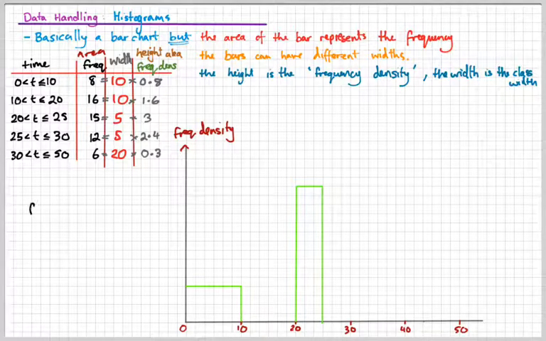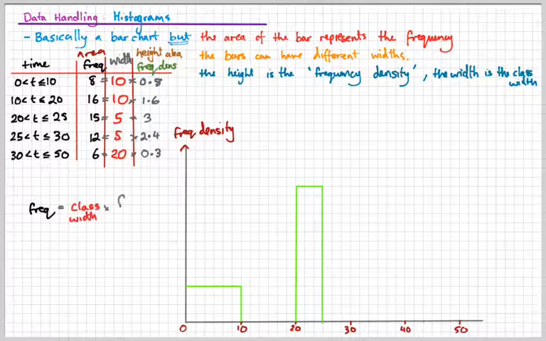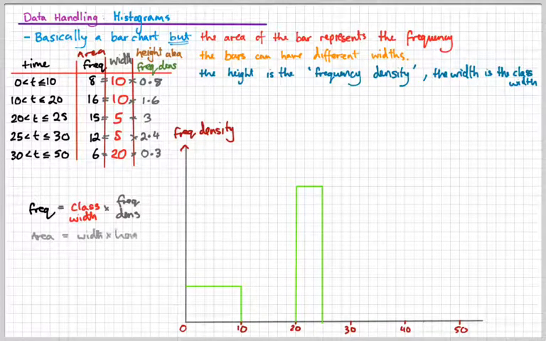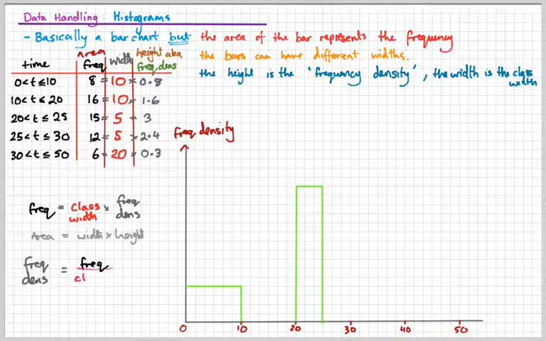If you want a formula for that, well, the frequency is equal to the class width times the frequency density. And that is the same as area equals width times height for a rectangle. Or if you want to find the frequency density, you just do the frequency divided by the class width.